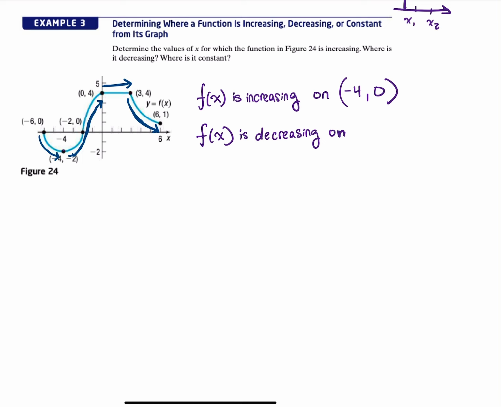So we get our first decreasing interval from -6 to -4. And then it looks like we're also decreasing from 3 to positive 6. So we get two intervals of decreasing behavior, and I'll join them together with the union. So from 3 to 6. And then it's constant on this little interval here, so from 0 to positive 3.